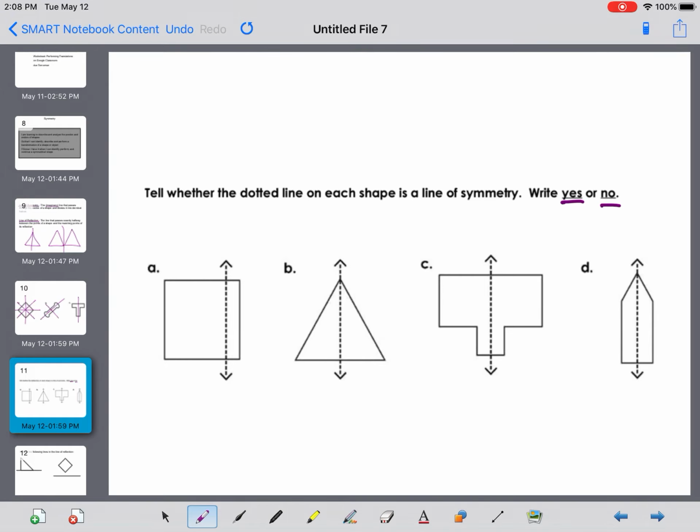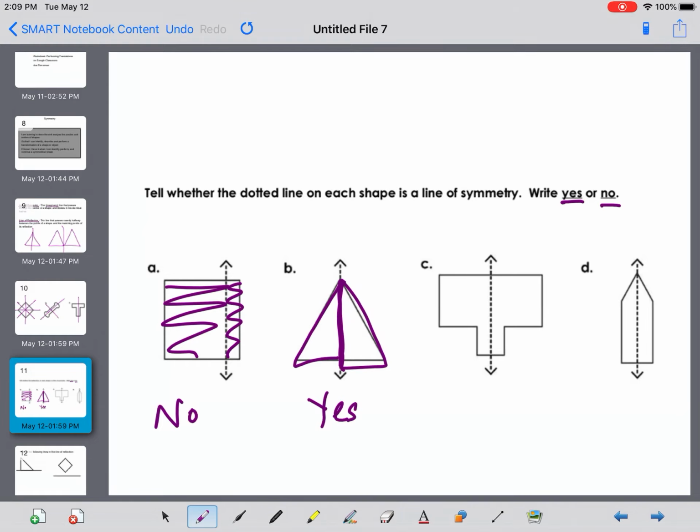Okay, awesome. So we're going to look at shape A, and hopefully you came to the conclusion that this is not a line of symmetry because there's too much space on this side and not enough space on this side. And if you were to fold that along that line, you would have one side that was way longer than the other. Okay? B is a line of symmetry. This side and this side would match up perfectly if you folded along this line right here. Okay, so no, this one is not, and yes, this one is.